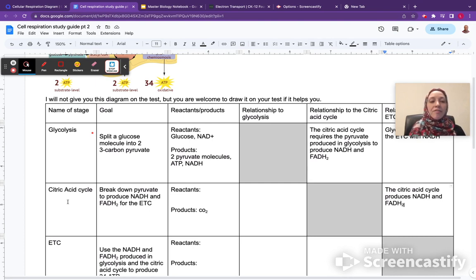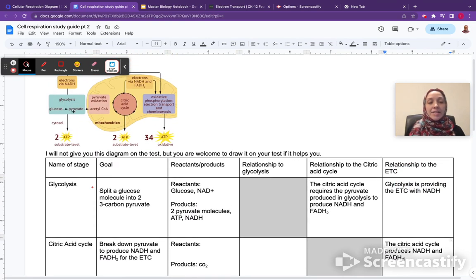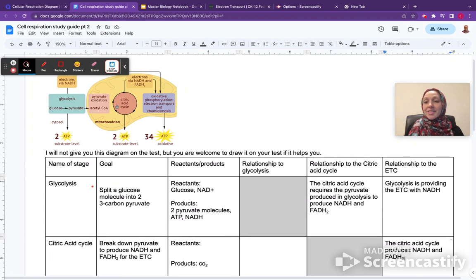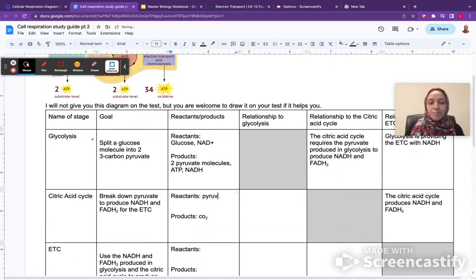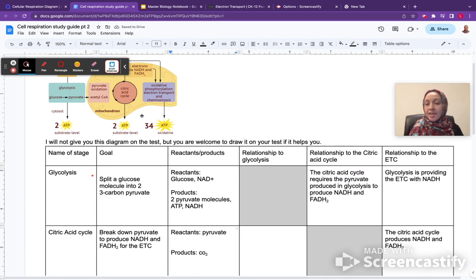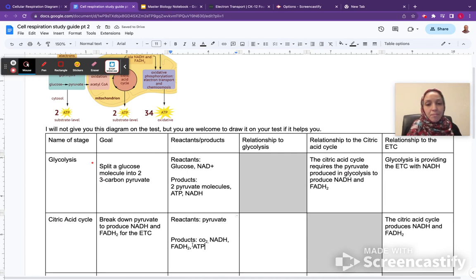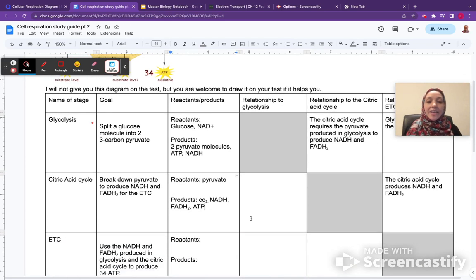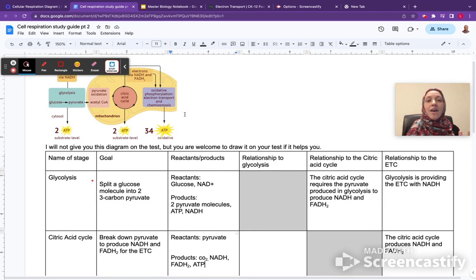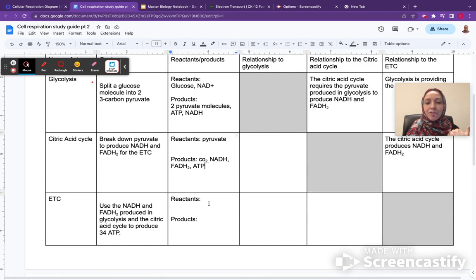If you want to go through these reactants and products, we have the citric acid cycle. What is its reactant? Pyruvate. Remember, it's getting the pyruvate from glycolysis. What is it producing? Carbon dioxide, ATP, and NADH and FADH2. All right, excellent. And the electron transport chain, what is it using? It's using that NADH and FADH2 from glycolysis and the citric acid cycle. What is the goal of the electron transport chain? We're trying to produce ATP, so that would be our product.